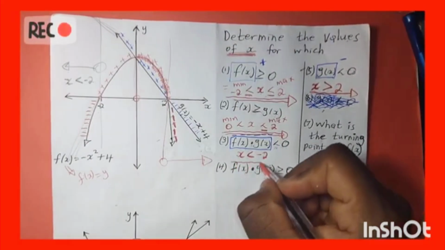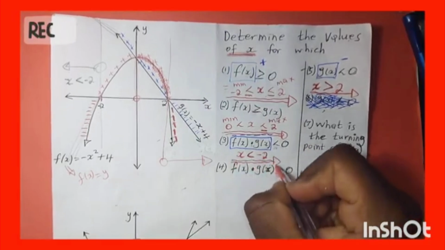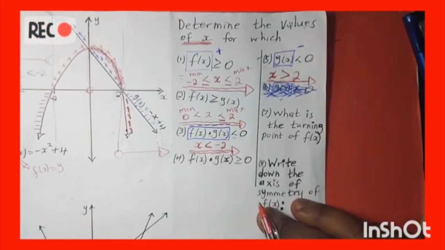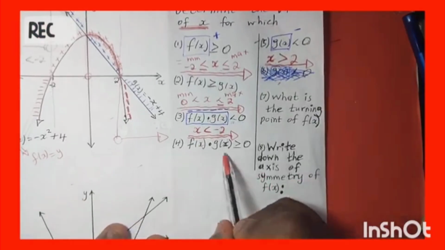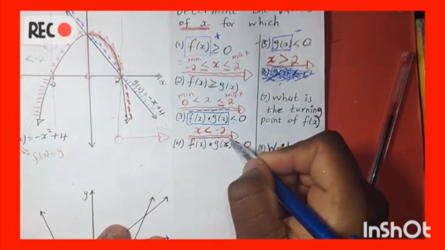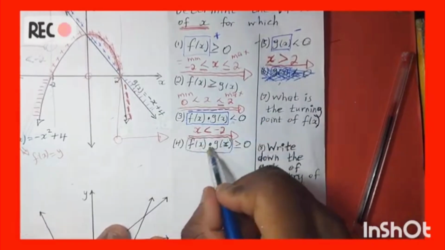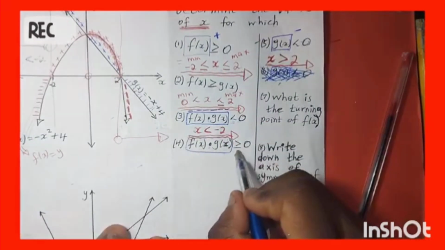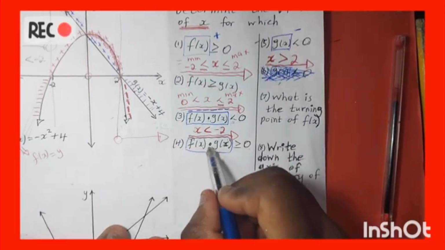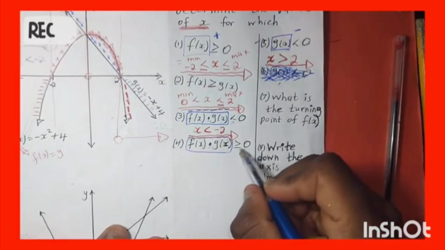I can say this one, it's my final answer. Do you see this thing? Yeah. Then now, let me come to this one. What they told you here is that when you multiply these two graphs, they are greater than 0. Do you see this thing? When you multiply those two graphs, they are greater than 0.